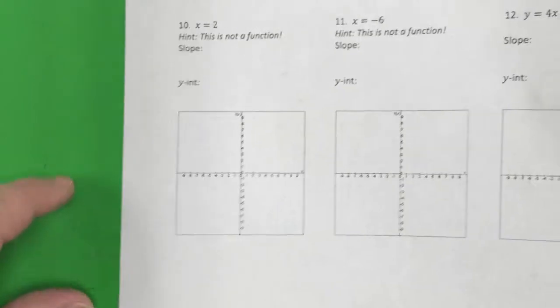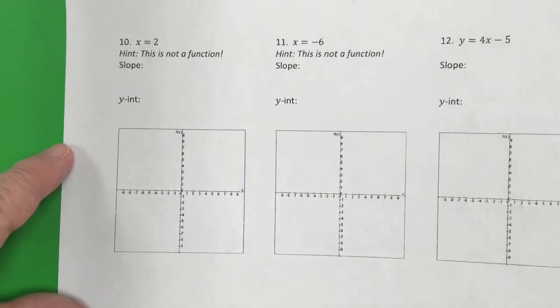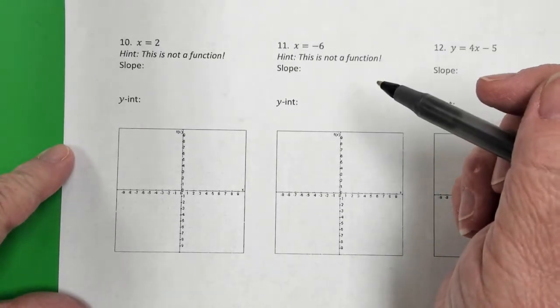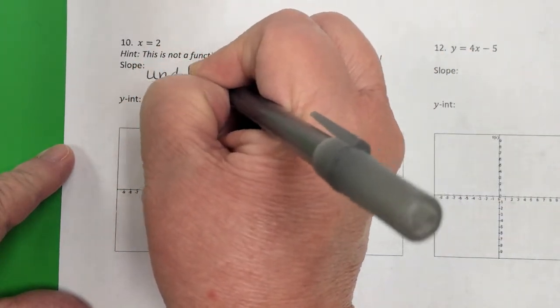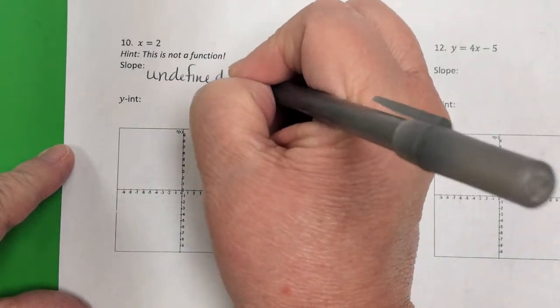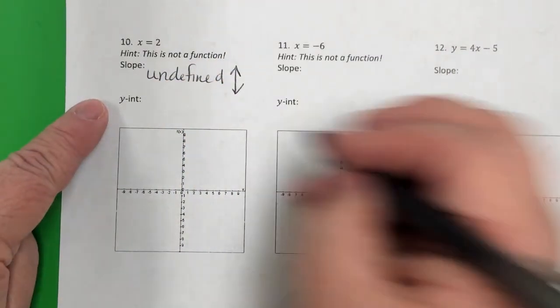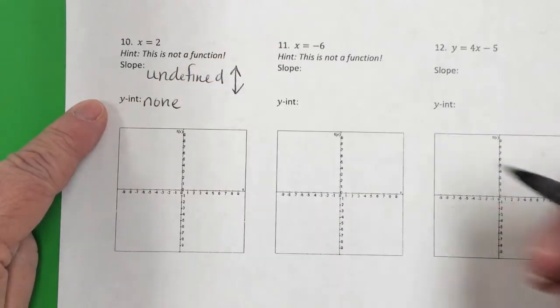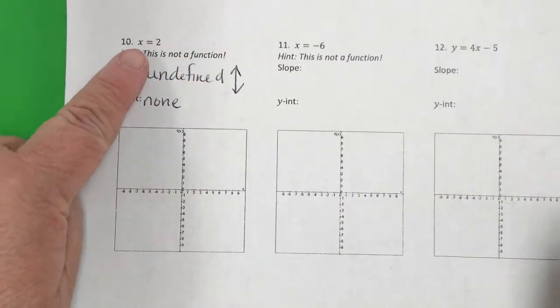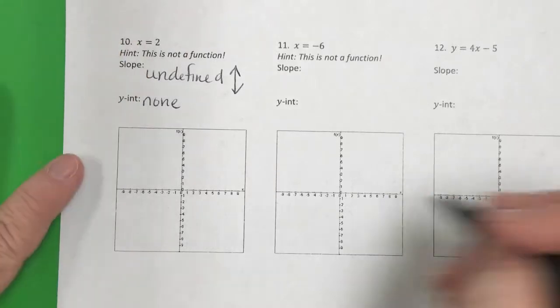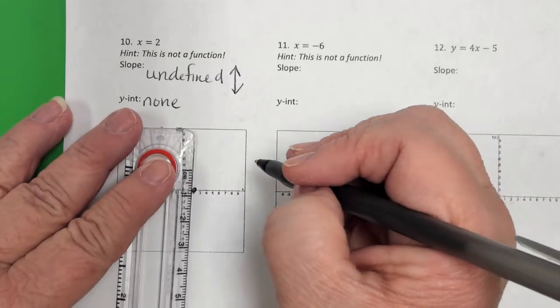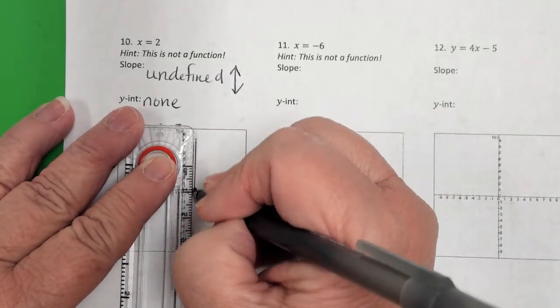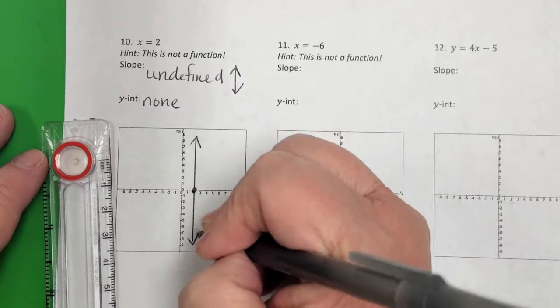Next, let's jump to problem number 10. Here we have x equals 2. And remember, when it says x equals 2 by itself, the slope is undefined. And it's going to be totally vertical. It's not going to have a y-intercept. So we're going to find x equals 2 on the x-axis. And we're going to draw our completely vertical line because it should be undefined slope.